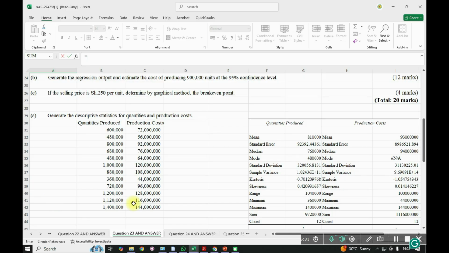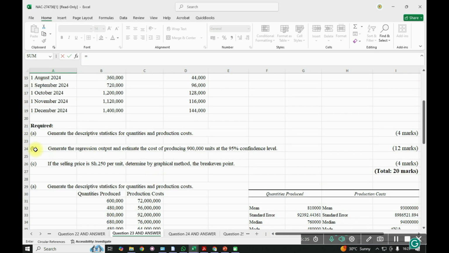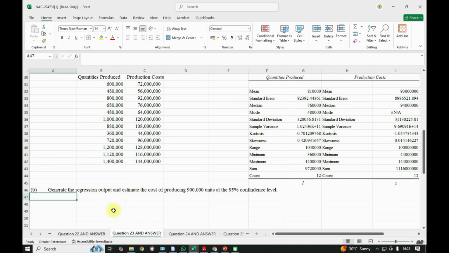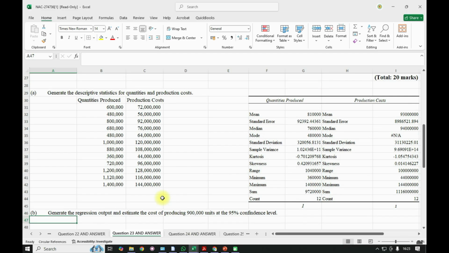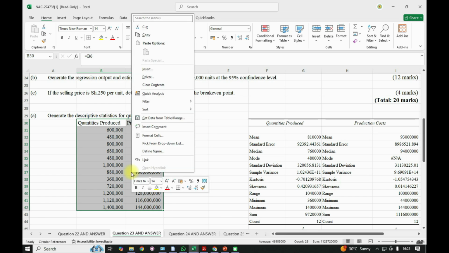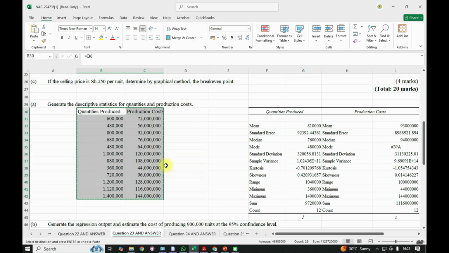Then number 2. Remember, we are just supposed to generate; we are not supposed to do anything apart from generation. So generate the regression output and estimate the cost. I will have these two, because these two are the ones that we are using. I'll just copy them here.